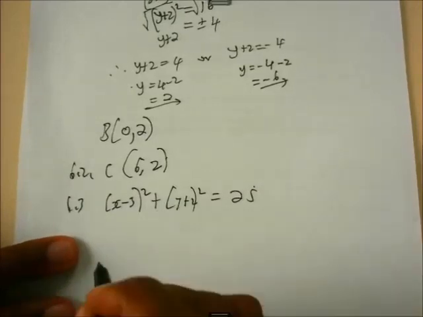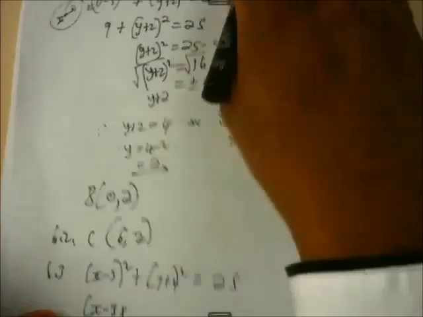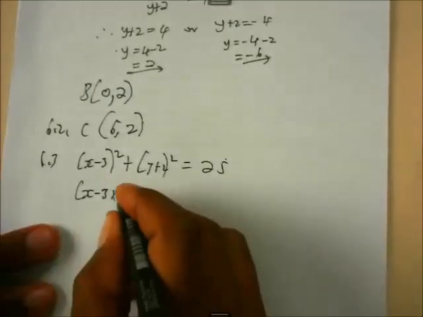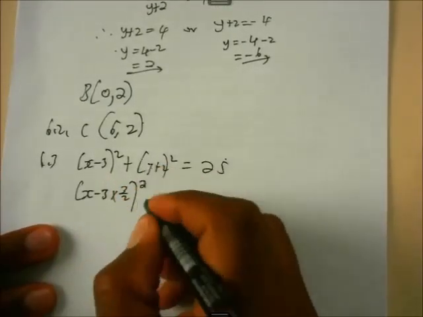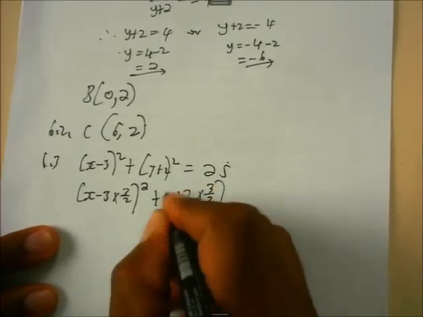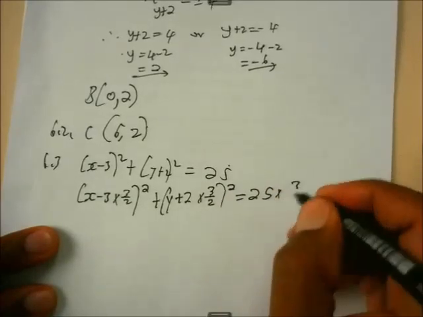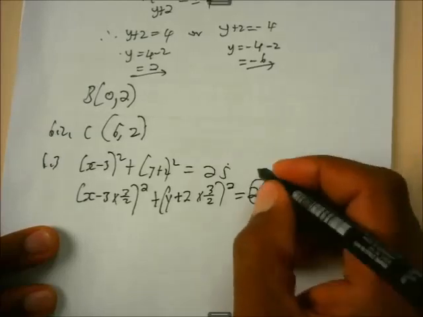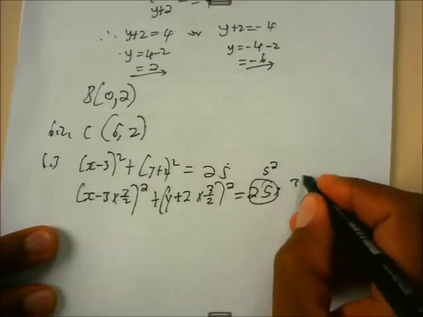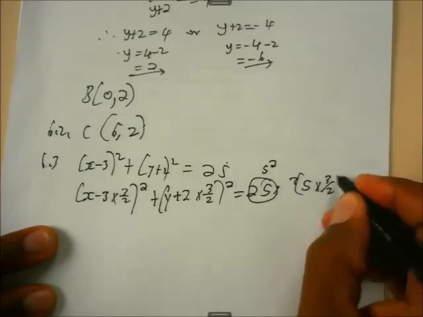Now we have x minus 3, and we multiply it by the scale factor. What is the scale factor? The scale factor is 3 divided by 2. We square it, plus y plus 2 multiplied by 3 divided by 2, all squared, equals 25 multiplied by 3. Now this 25 we change to the radius. Then r will be 5 squared, and we take 5 and multiply by 3 over 2.